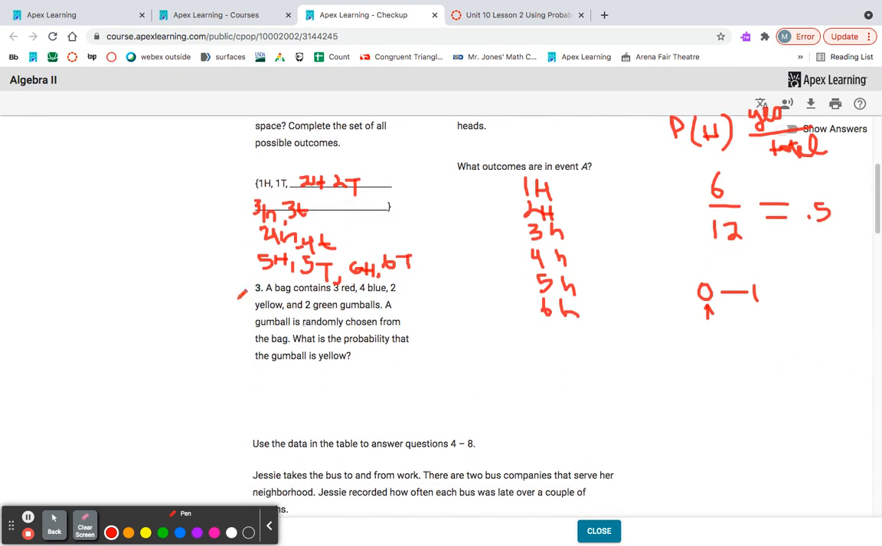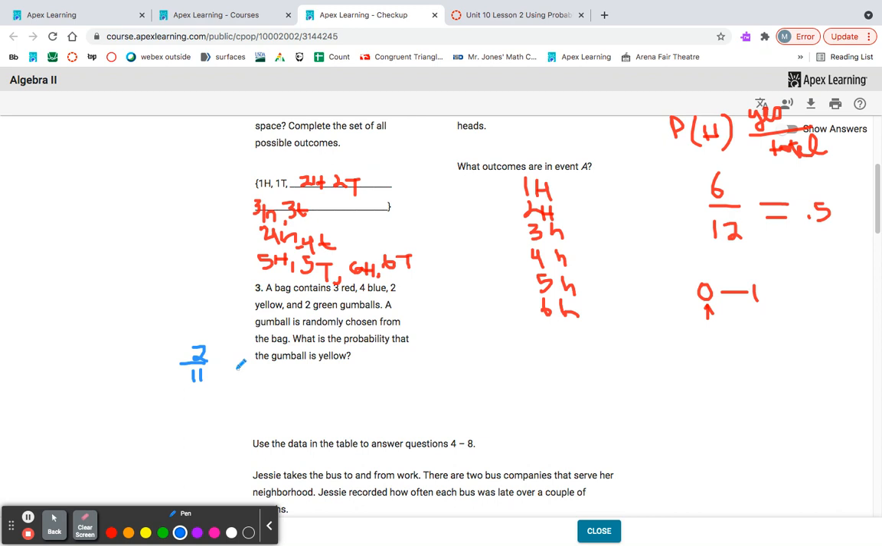All right. A bag contains 3 red, 4 blue, 2 yellow, and 2 green gumballs. I'm just saying stuff that's not even there. What's the probability the gumball is yellow? Okay, so we're going to put the total on the bottom. There's 3, 7, 8, 9, 10, 11. There's 11 gumballs altogether. What's the probability that's yellow? 2 are yellow. 2 out of 11, okay?